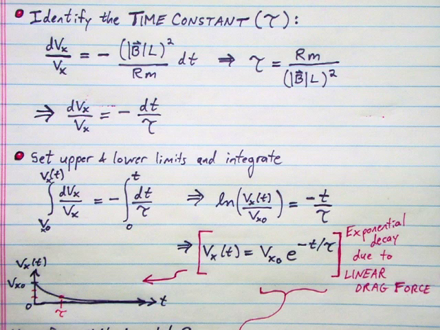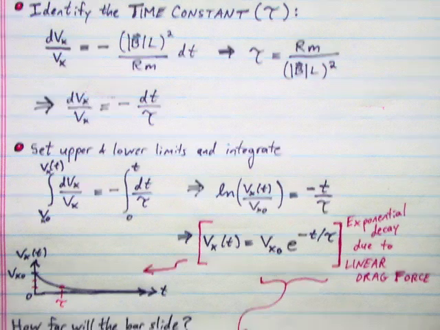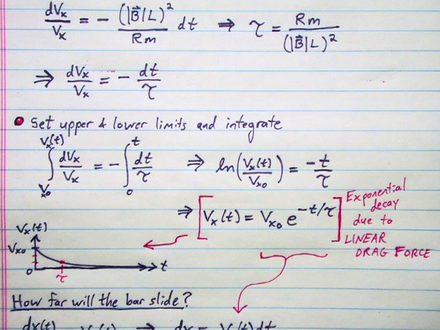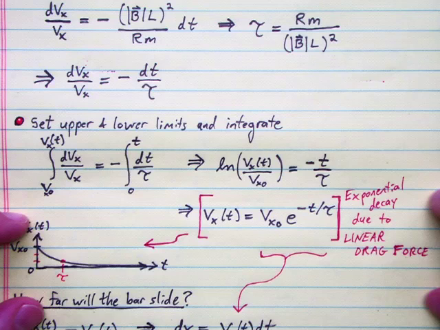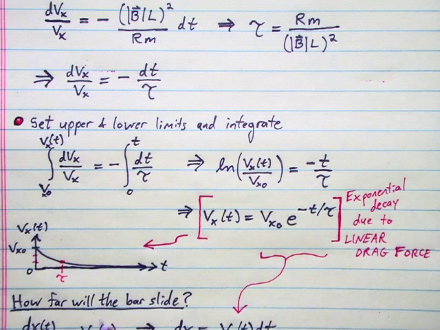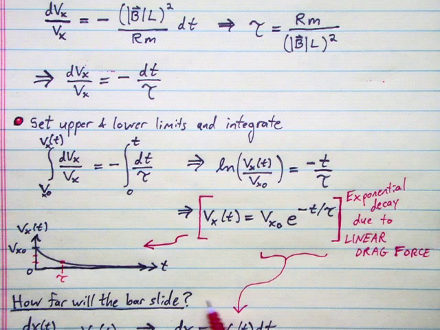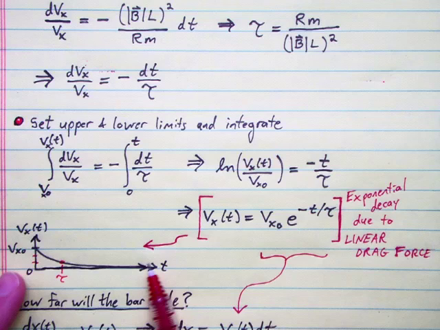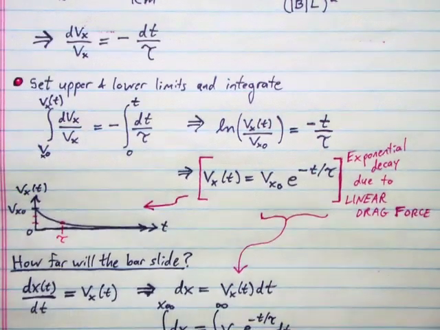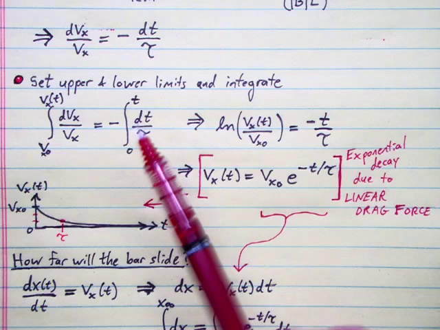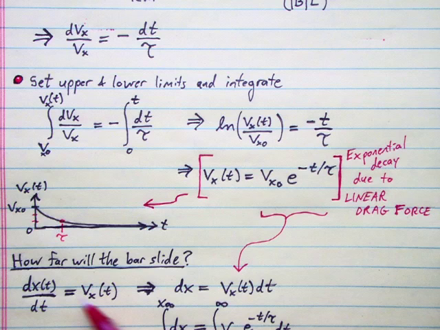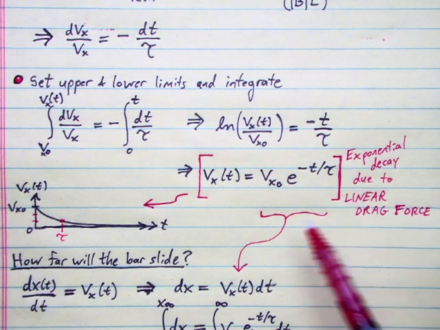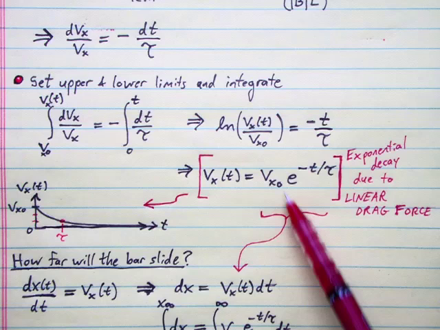One more question we could ask here would be, how far will that bar slide? If our rails extend on for as long as we need them to, will the bar slide all the way to infinity, or will it reach only eventually some finite total distance? We can answer that. If we know that Vx is dx dt, then we can turn this around to say that dx equals Vx dt, and we have Vx as a function of time. That's this function right here.